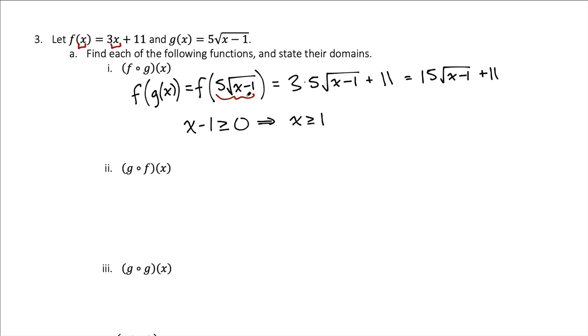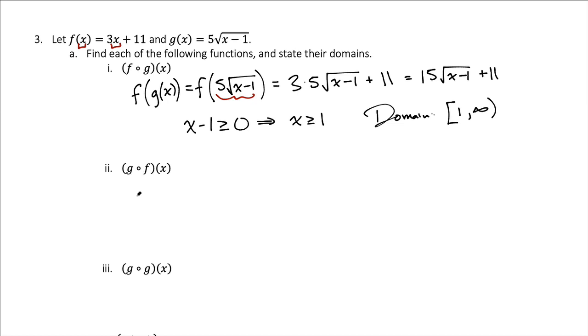Okay. Now, after we plug that into f, well, f doesn't seem to add any other restrictions because it's just a polynomial, just a linear function, and so our domain does not change. So that's our only restriction for our domain, and so our domain is just the interval from 1 to infinity, and we're including 1 because x can equal 1.